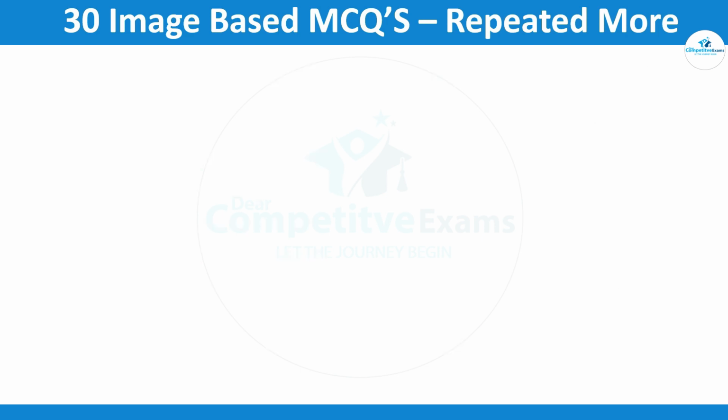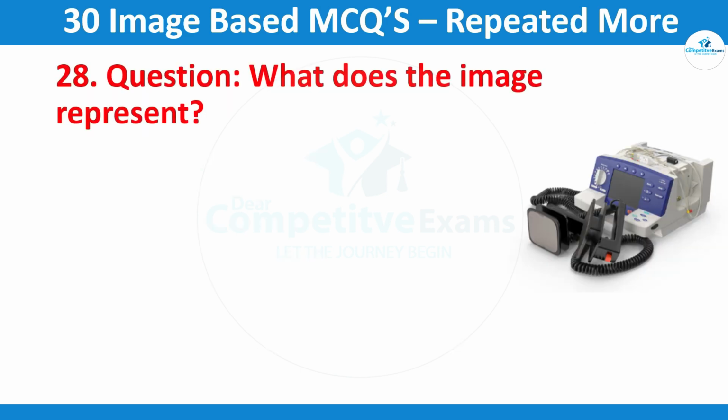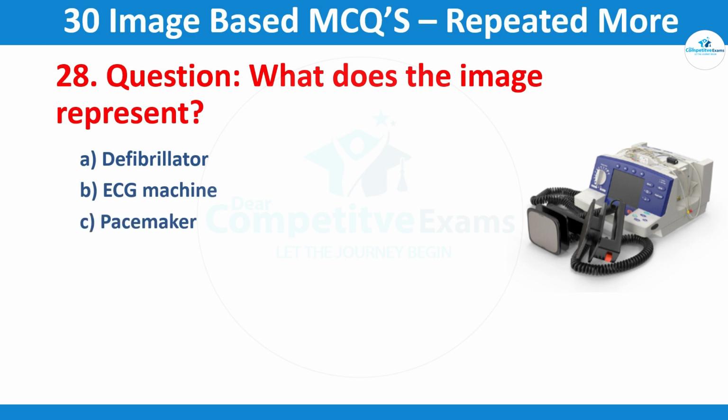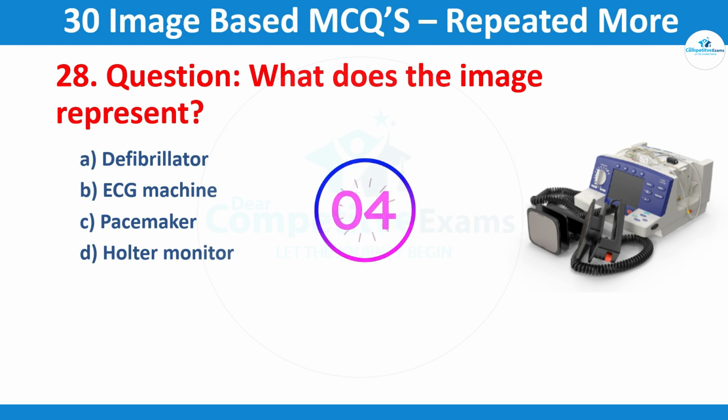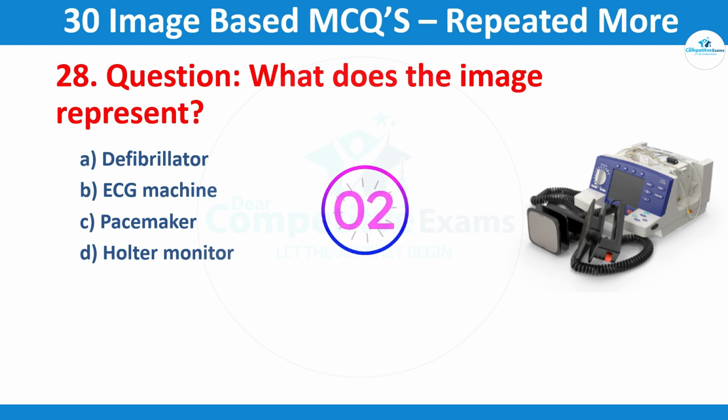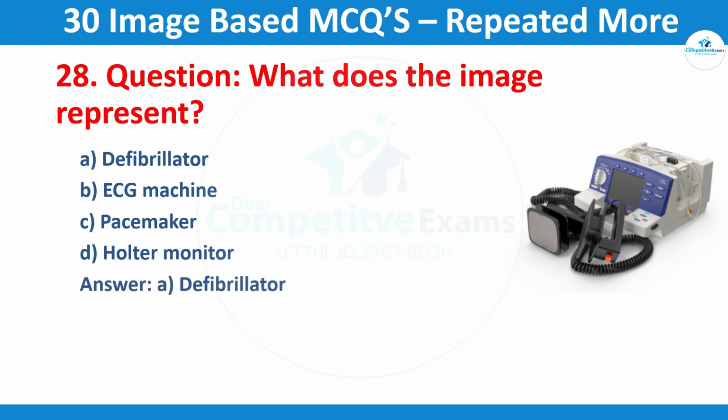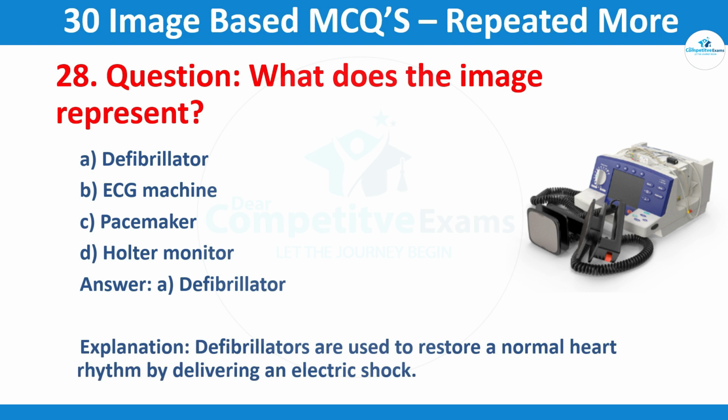Question number 28. What does the image represent? Options: defibrillator, ECG machine, pacemaker, Holter monitor. Correct answer: defibrillator. Defibrillators are used to restore a normal heart rhythm by delivering an electric shock.